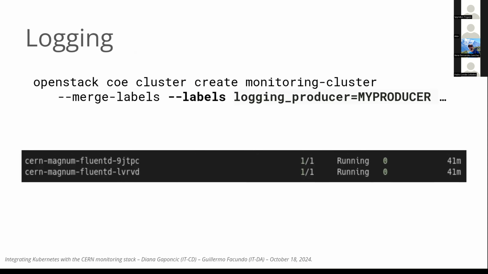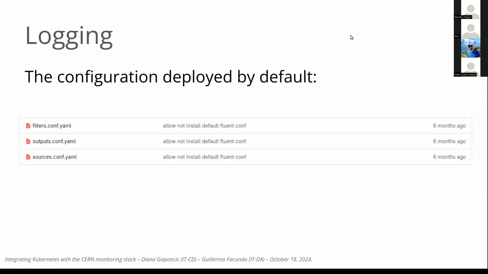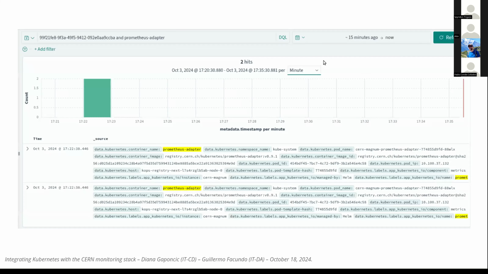In terms of logging, if you want to have logging enabled on your cluster, you need to provide your producer on cluster creation. This will ensure that you are connected to your producer and are sending logs as your producer. You will have one pod for FluentD running on each of your nodes. We have certain configuration that we deploy by default for FluentD, which is filters, outputs, and sources, nothing too special or specific. By just using the default configuration, you can see your logs from OpenSearch from the central thing, and all good, you can access them, you can filter.